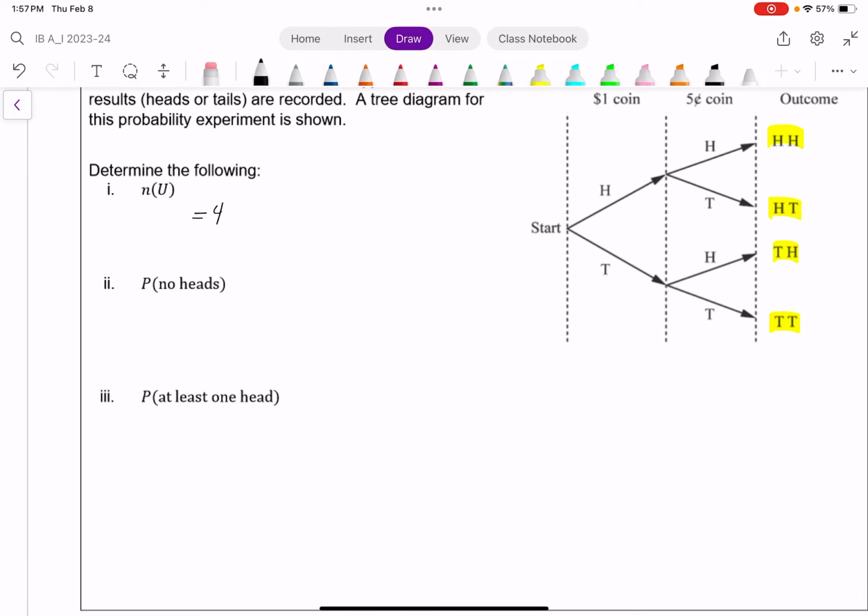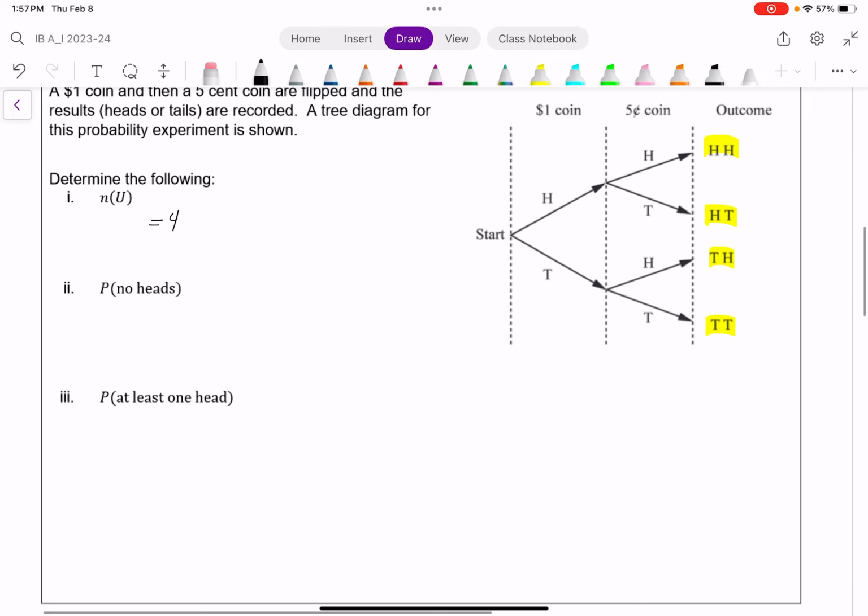Now, the probability, when you flip these 2 coins, of no heads at all. In this case, for a simple scenario like this, I can just see that this is the only example right there. So having no heads means having 2 tails, which is just a 1 in 4 probability.